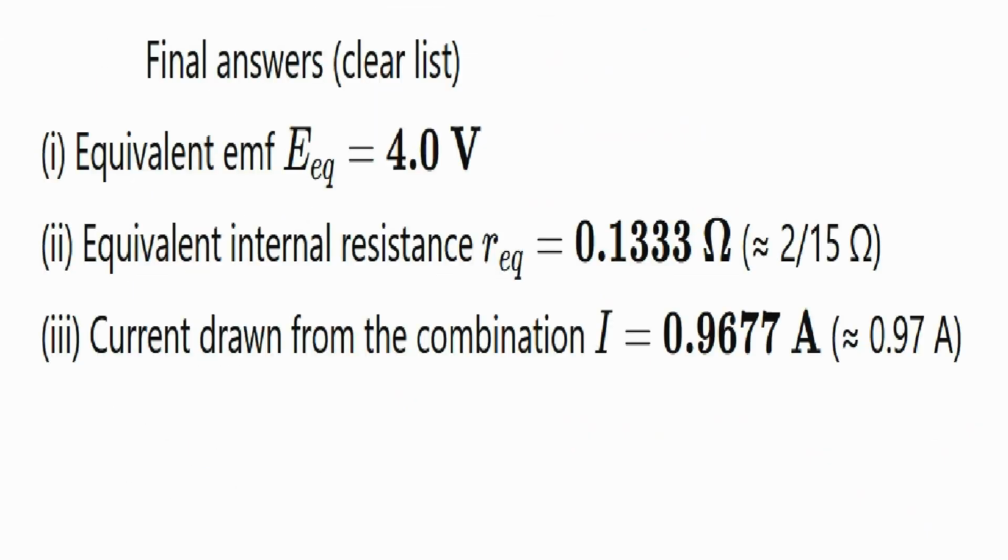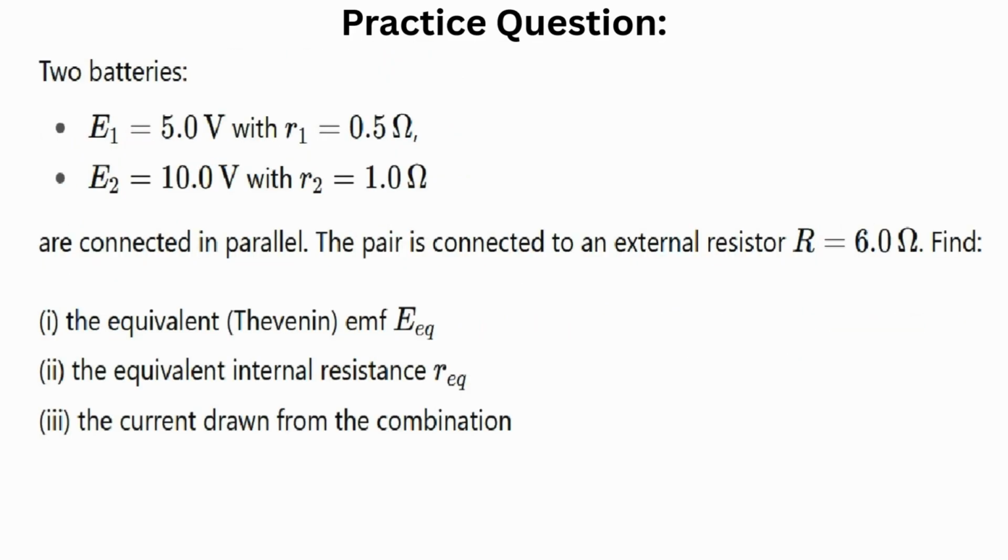Okay. The final answer, just for clarity: equivalent EMF calculated is 4 volt, equivalent internal resistance calculated is 0.133 ohm, and the current drawn from the combination is also calculated, and how much is it? 0.9677. Approximately we can write 0.97 ampere.